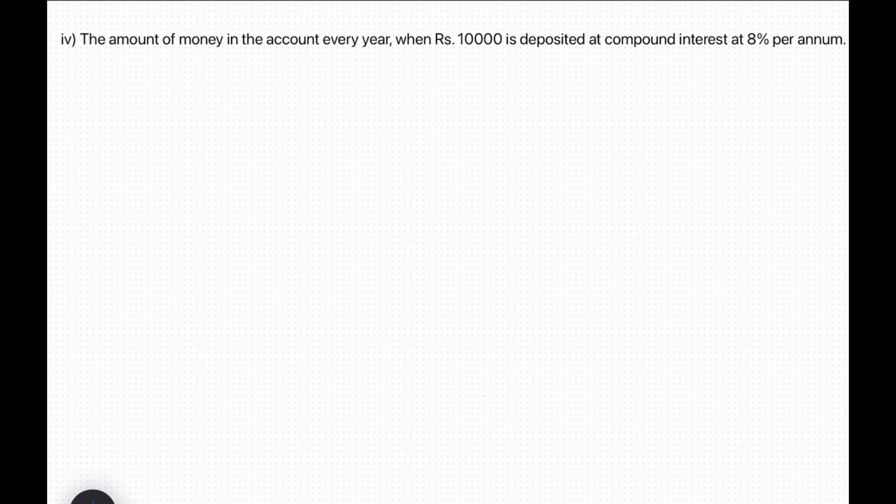The amount of money in the account: every year 10,000 is deposited at compound interest of 8% per annum. So this is given as P. This is compound interest at 8%, that is R, per annum, that is n equal to 1. So we know the amount of money, right? And the rate of interest. So how to find out the amount? We can find the amount as P into 1 plus R by 100 to the power of n.